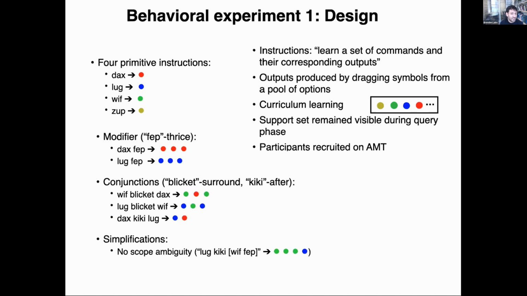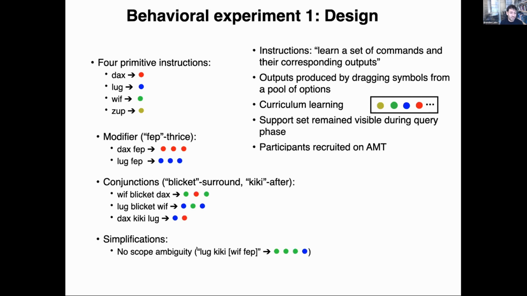Then there were 2 types of conjunctions that took 2 arguments. Blicket was like surround. We did this one together as a demo just a couple slides ago. And dax kiki lug is you concatenate dax and lug, but in the opposite order. So you do the last argument first, blue, and then the first argument last, red. There was no scope ambiguity if you paid close attention to the training set.